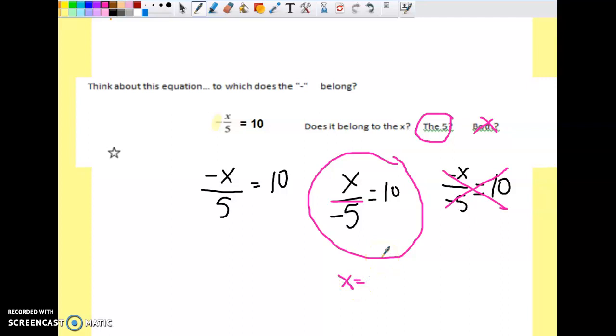in this case, when I multiply by -5, you're going to get -50. So again, neither one is necessarily wrong. It could belong to the x. You could put it with the 5. But looking at where I need to be at the end, a variable that is positive and by itself, it's best to attach it to the number.